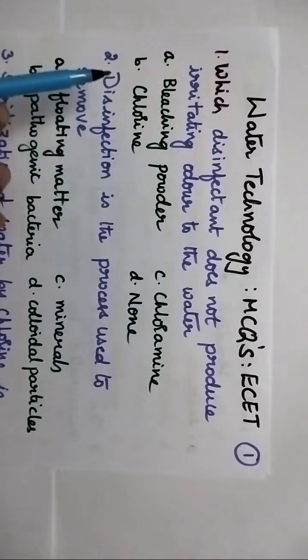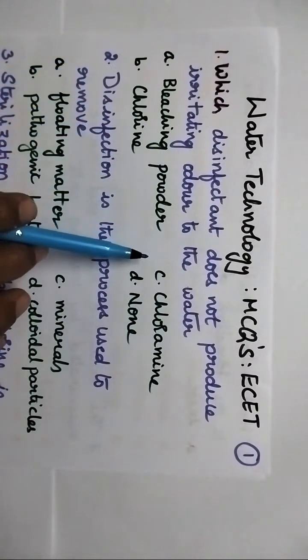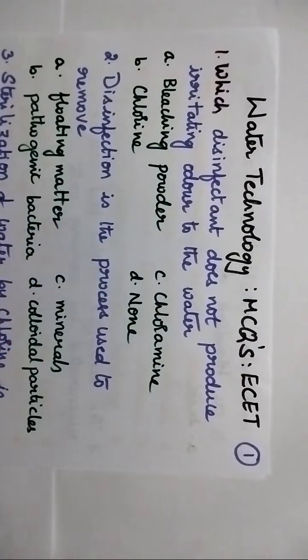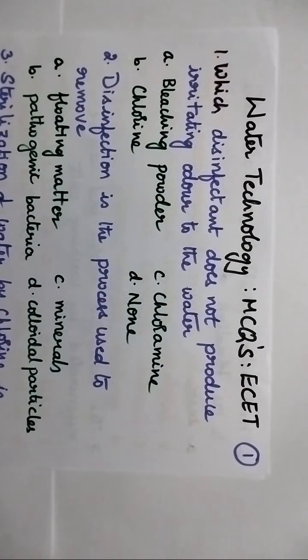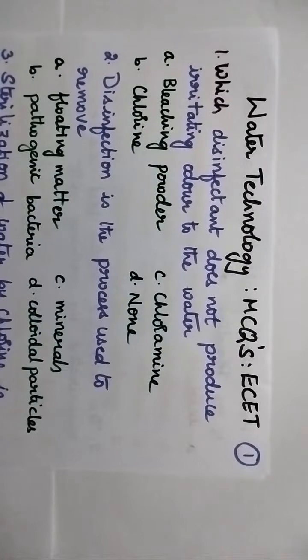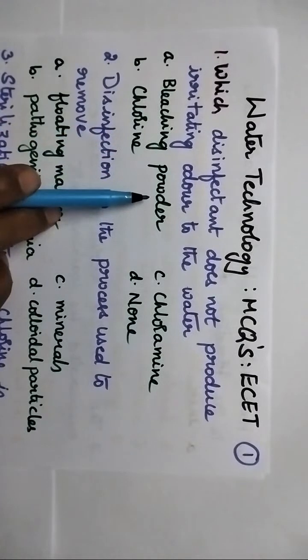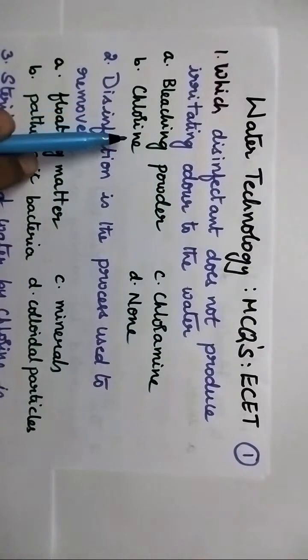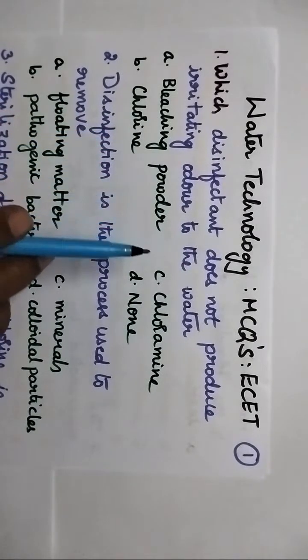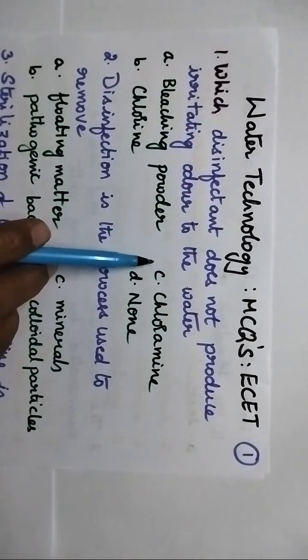Option A, bleaching powder. Option B, chlorine. Option C, chloramine. Option D, none. What is your answer? Bleaching powder produces irritating water if excess is used. Chlorine also produces irritating water if excess chlorine is used, and hence option C, chloramine, is the right option.